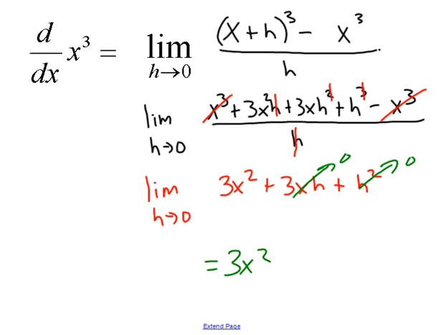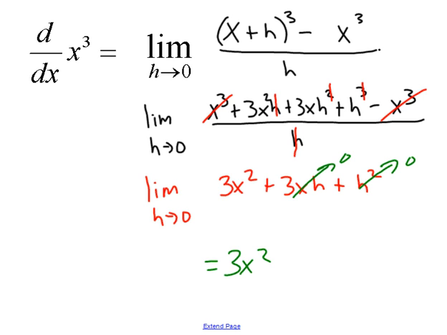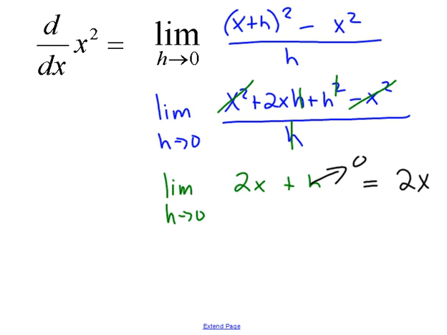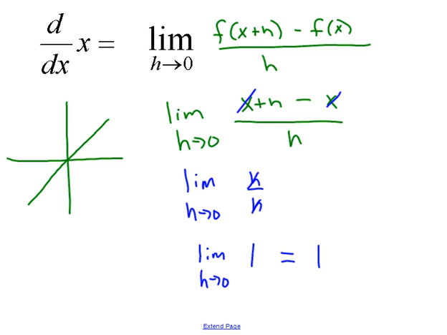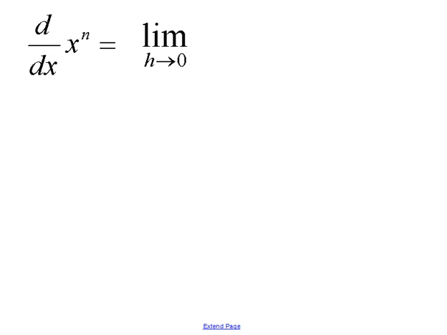All right, some of you might have noticed a pattern. X cubed became 3x squared. X squared became 2x. X became just 1. So if we are to use that pattern, what do we think this is going to be? Maybe you've got an idea, maybe not. Let's see if we can prove it.